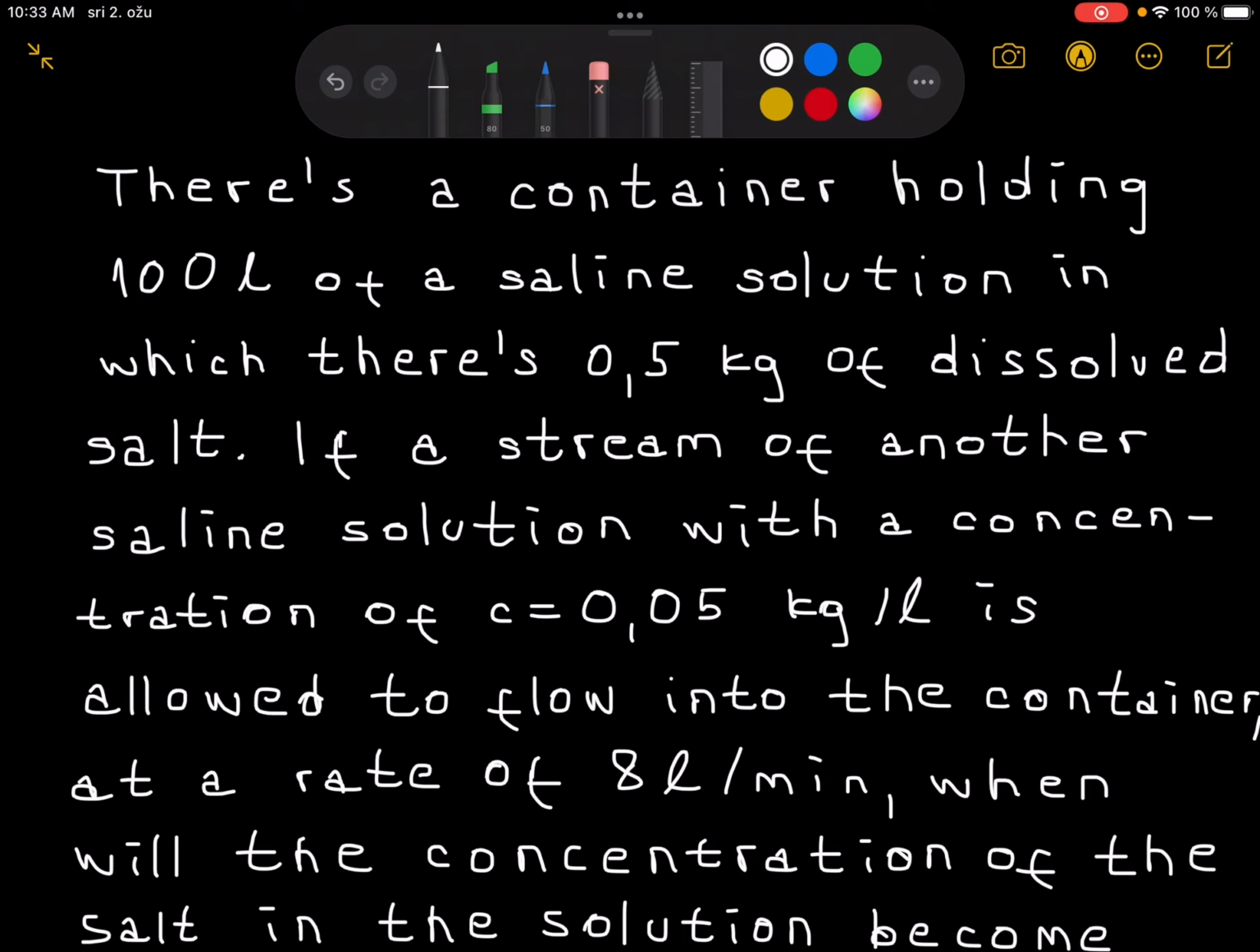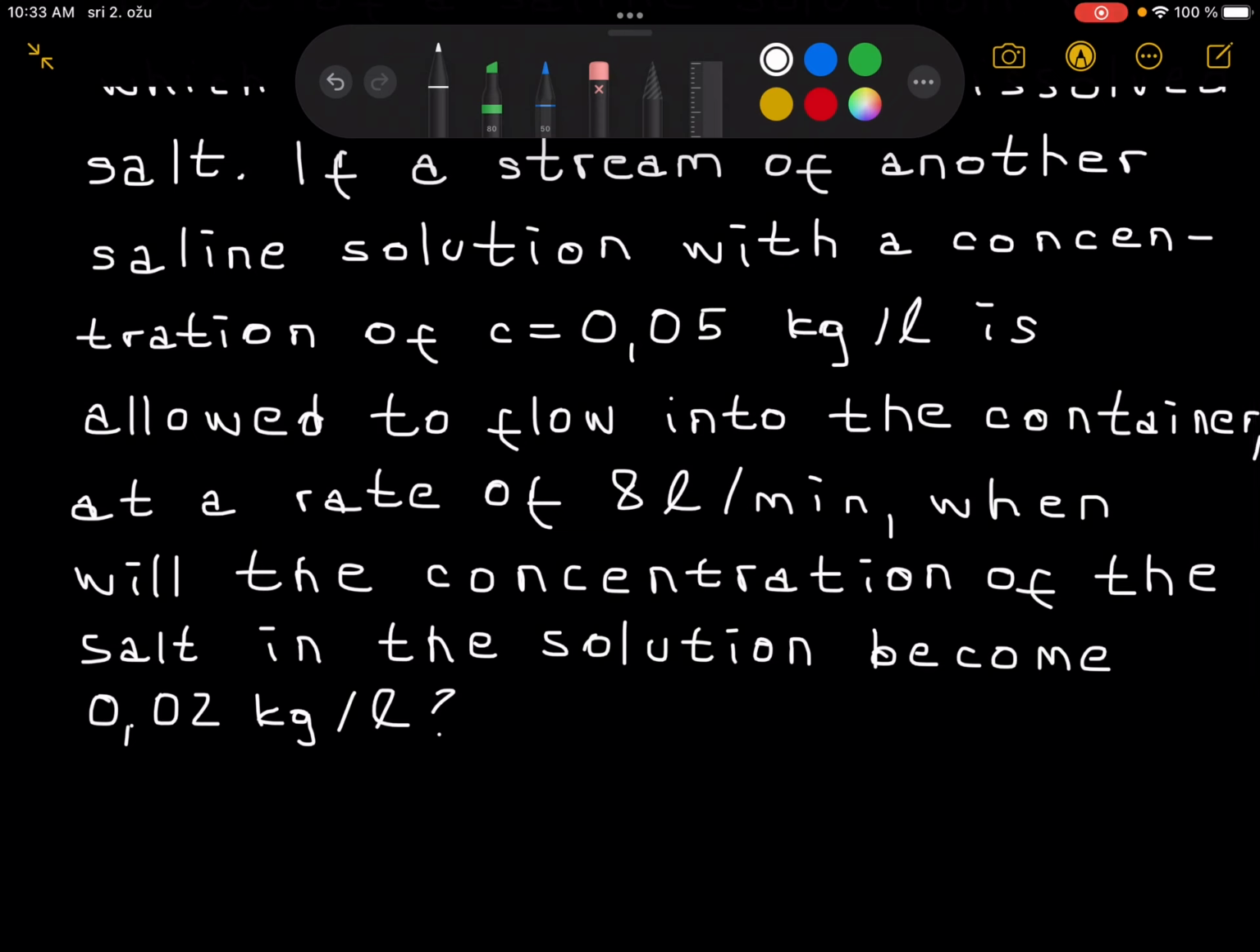Namely, if we know that there's a container holding 100 liters of a saline solution in which there's initially 0.5 kilograms of dissolved salt, and if a stream of another saline solution with a concentration of C equal to 0.05 kilograms per liter is allowed to flow into the container at a rate of 8 liters per minute, when will the concentration of the salt in the solution become equal to 0.02 kilograms per liter?